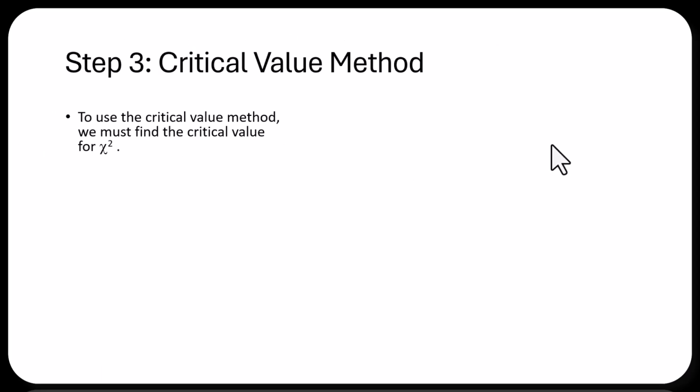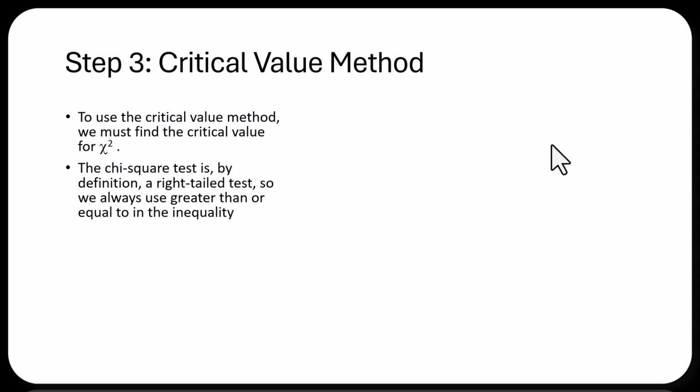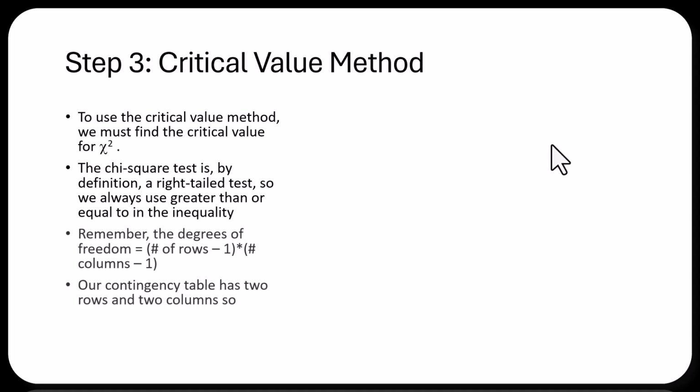So we've already found our test statistic for chi-squared. Now we have to find the critical value for chi-squared so we can compare the 2. So the chi-squared test is, by definition, a right-tailed test. So we always use greater than or equal to in the inequality. Remember, the degrees of freedom is the number of rows minus 1 times the number of columns minus 1. Our contingency table has 2 rows and 2 columns, so the degrees of freedom is 2 minus 1 times 2 minus 1, or 1 times 1, which is 1. So we only have 1 degree of freedom.